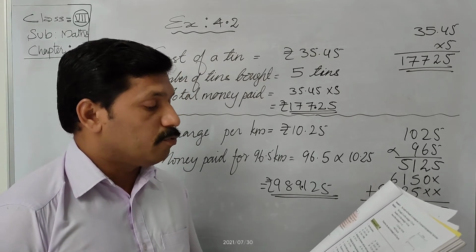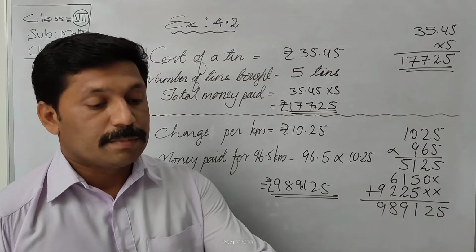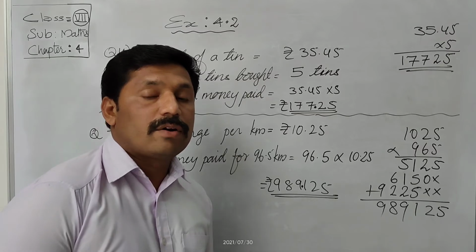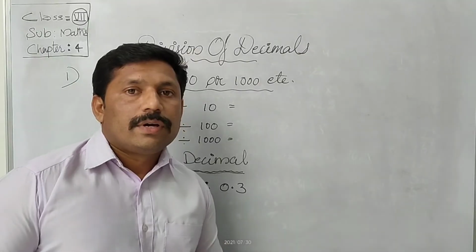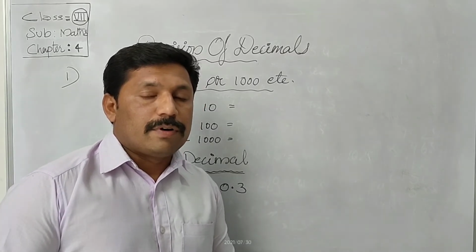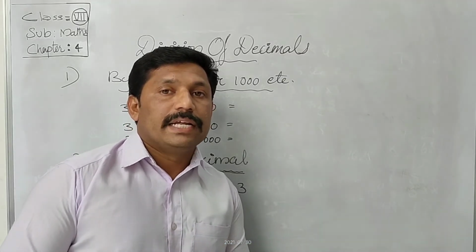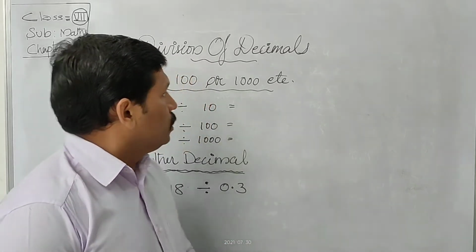So this is about 4.2. Now that is multiplication of decimal numbers. Now we are going to discuss the division of a decimal number. Now we are going to study how to divide 2 decimal numbers. First of all, we see division of a decimal number by 10, hundreds or thousands, just like multiplication.